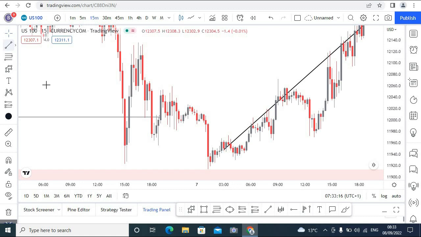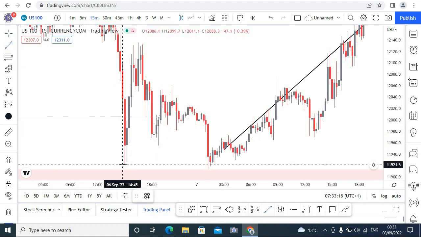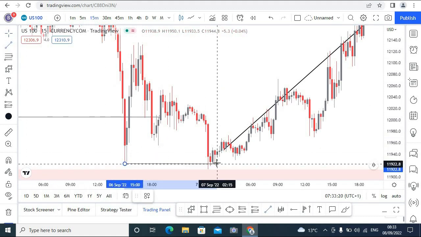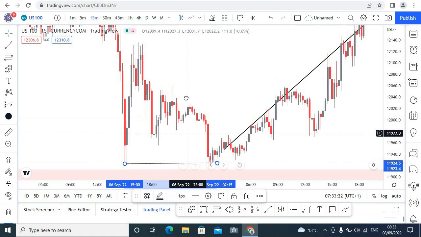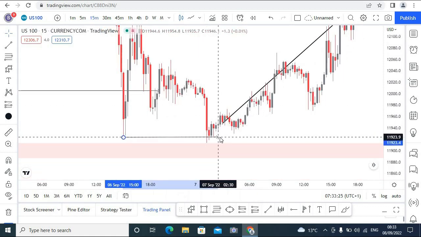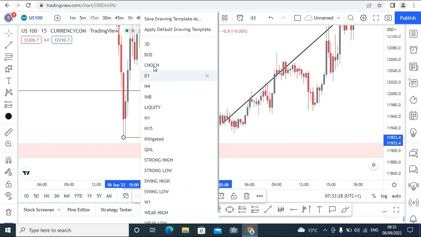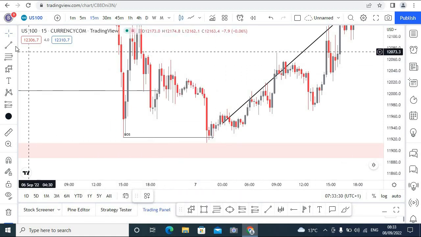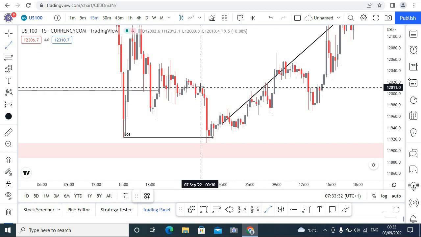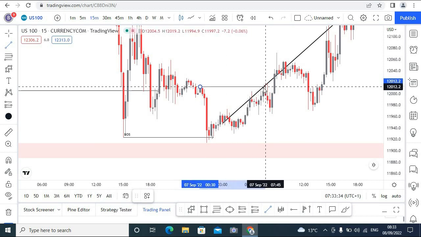Okay, we did have a break of structure right here. This was a break of structure yesterday. Let me zoom in, something like this, right? This was a break of structure, and this was a change of character right here, guys. Change of character.